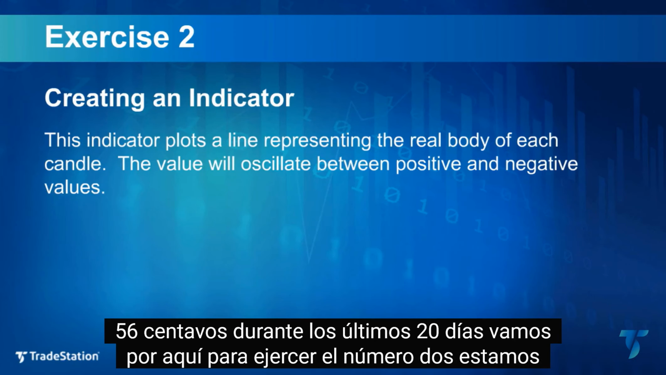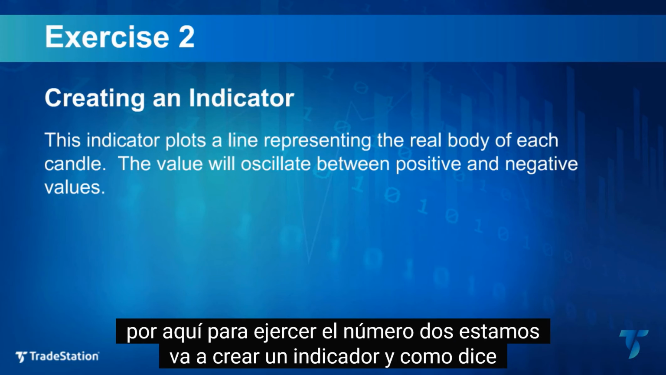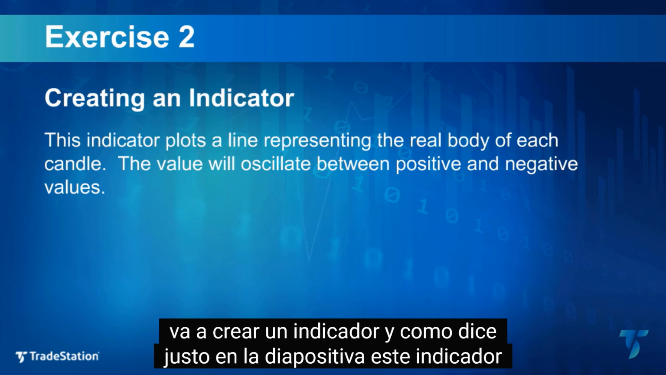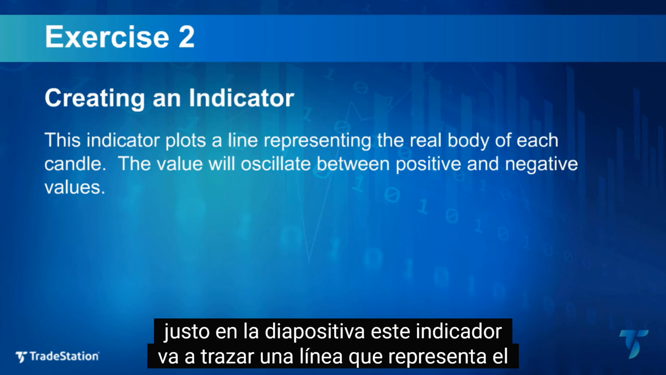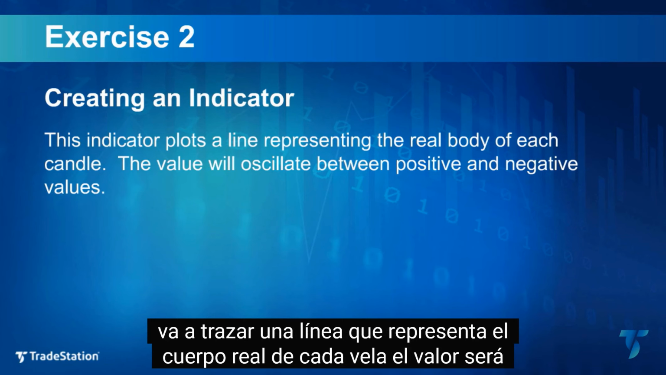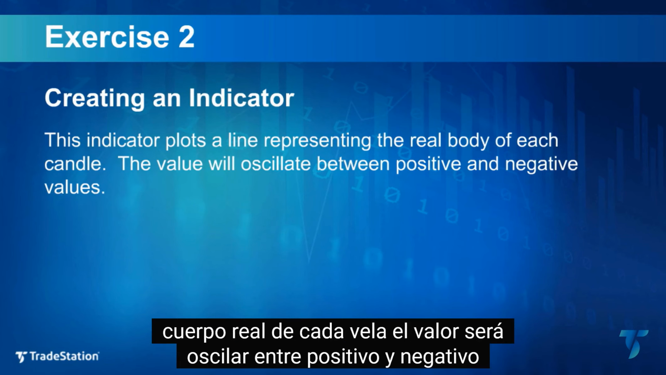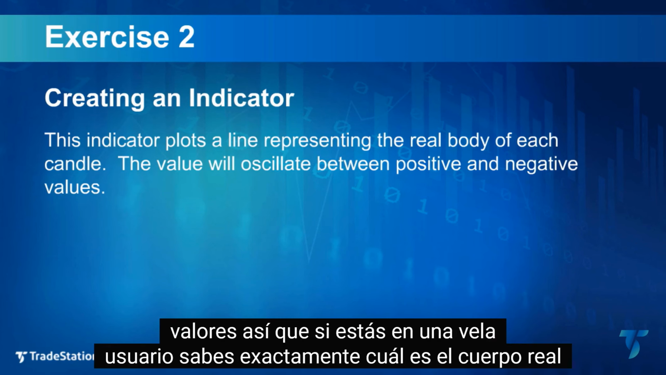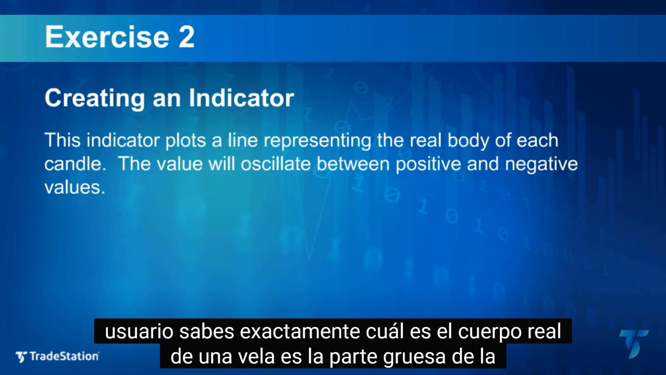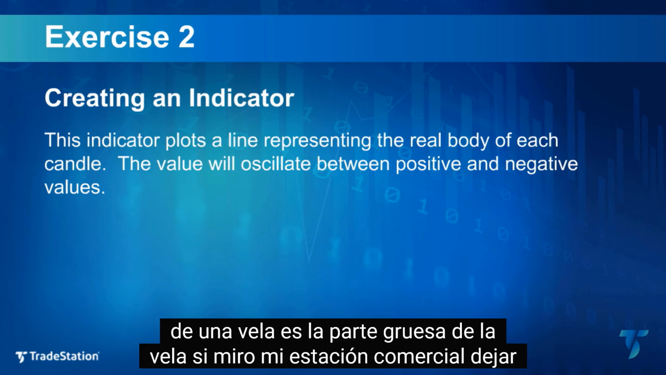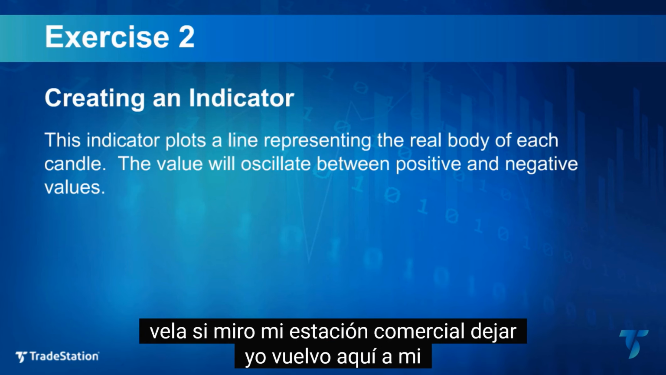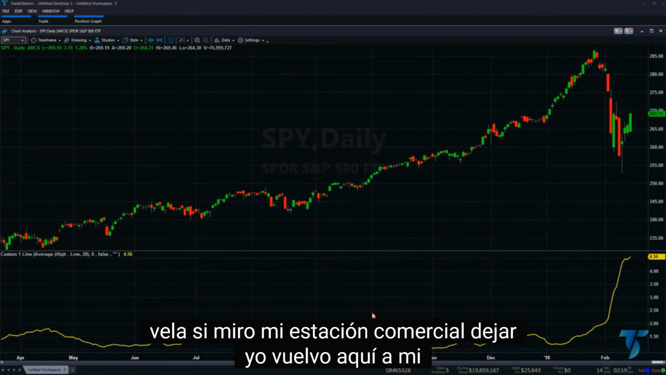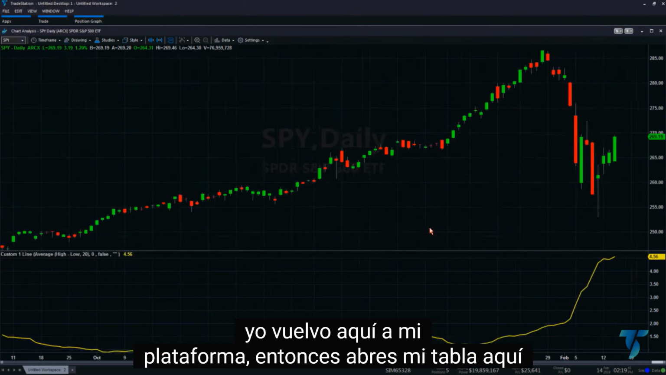Let's go over here to exercise number 2. We're going to create an indicator. And as it says right there on the slide, this indicator is going to plot a line representing the real body of each candle. The value will oscillate between positive and negative values. So if you're a candlestick user, you know exactly what the real body of a candle is, the thick part of the candle. If I look at my TradeStation, let me go back here to my platform. Let me open up my chart here.